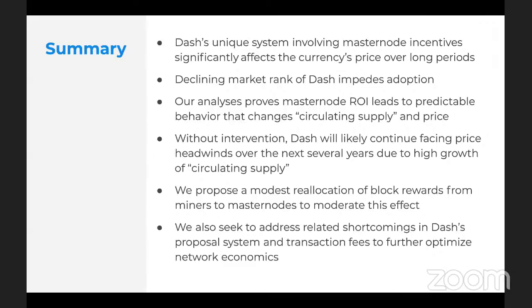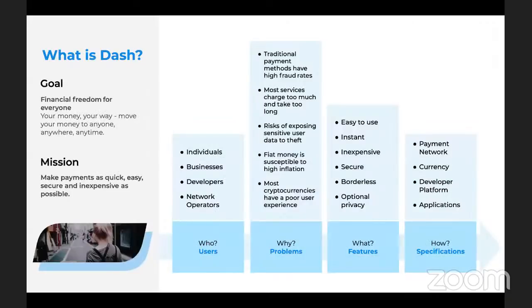And then we also seek to address some related shortcomings in our proposal system and transaction fees. We talked about those things as well during the December presentation. Those are further optimizations to the network economics. Each of these can be pursued independently of one another. And so we'll talk about how we will, as a network, make decisions around them and how we move forward from here. So that's the high level overview of what we'll go over today.